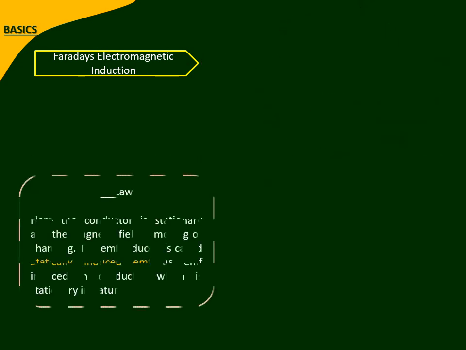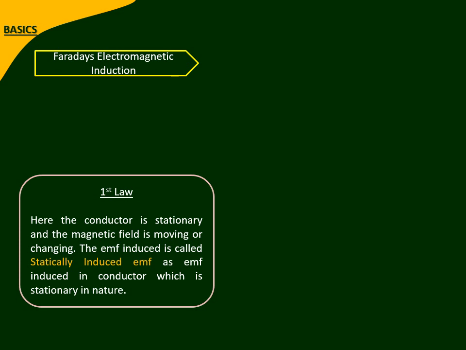Moving to the first law of Faraday's electromagnetic induction law. Here the conductor is stationary and the magnetic field is moving or changing. So the EMF induced is called statically induced EMF, as the conductor in which the EMF is induced is stationary.